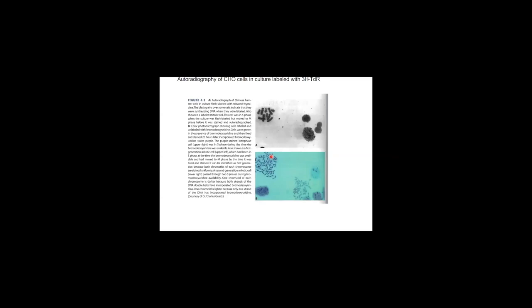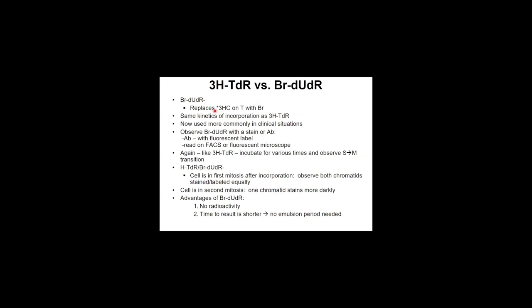Okay, here's the example. Take the bromodeoxyuridine. It replaces the tritiated thymidine. It has the same kinetics of incorporation as tritiated thymidine. It's much more commonly used because there's no radio label. You can observe it with a fluorescent label, and it measures cells mostly that are in S phase. They both measure cells in the first mitosis, and the advantages are it's no radioactivity, and the time to develop it is short. Remember I said for the tritiated thymidine method, you need about a week to a month to detect it. Here, you can just detect it with your fluorescein label right away.